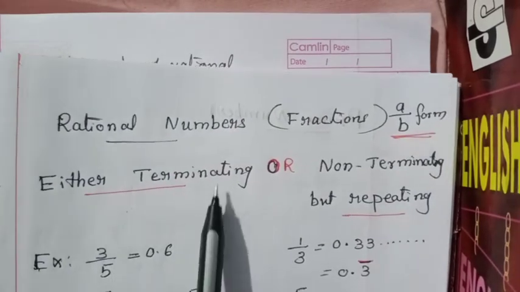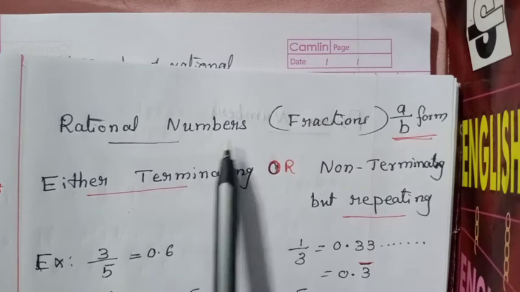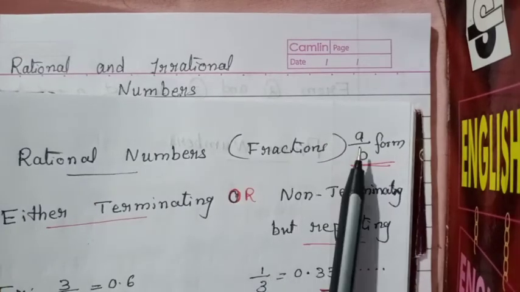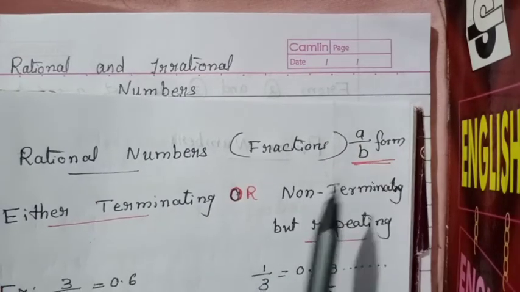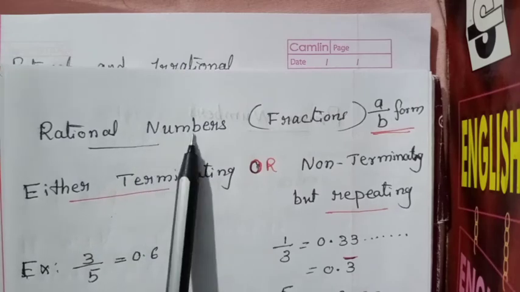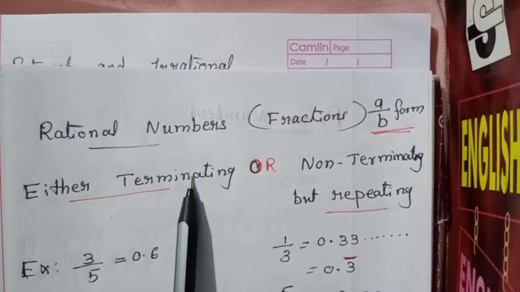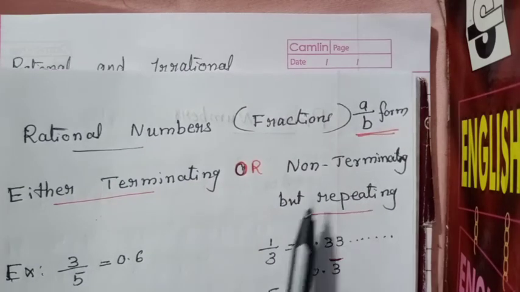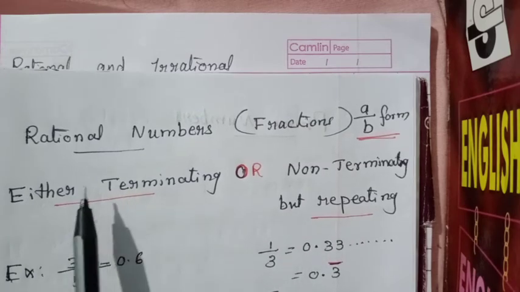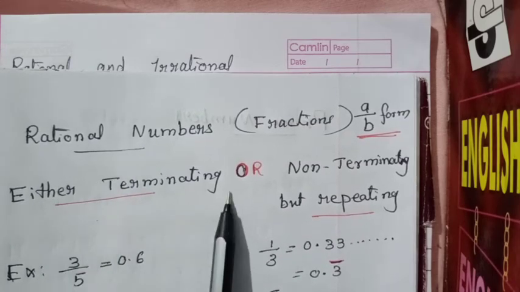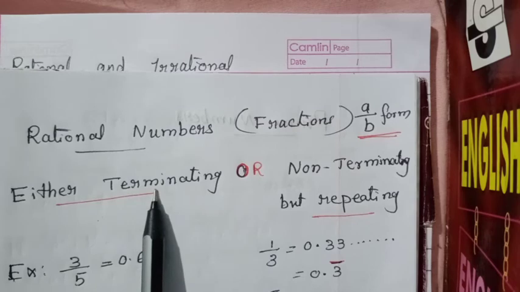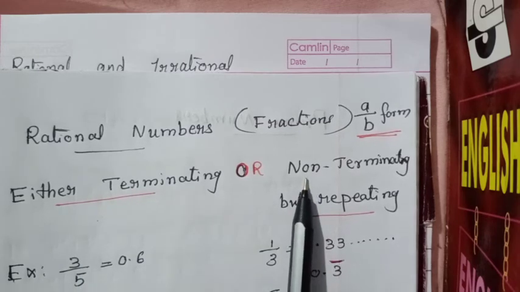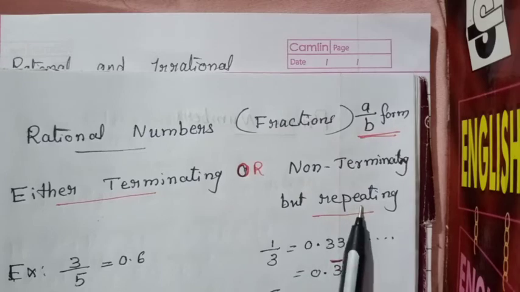First, rational numbers. Rational numbers means it is a fraction form, that is a by b form. Rational numbers means it is either terminating or non-terminating but repeating. So for rational numbers there are two conditions. The decimal representation of rational numbers is either terminating or non-terminating but repeating.